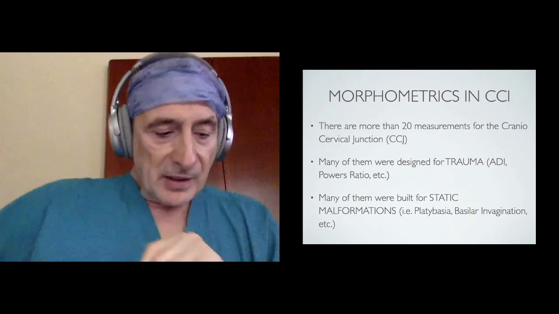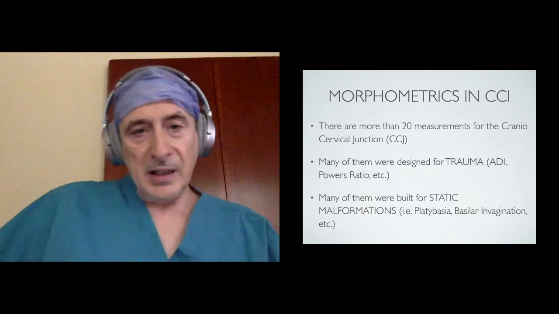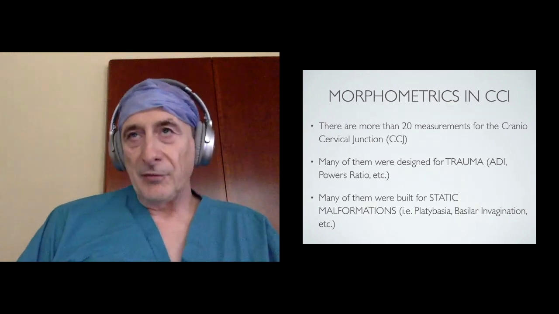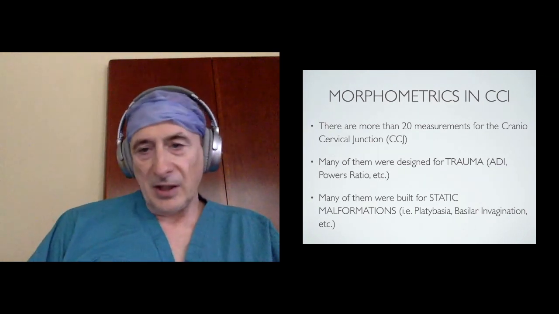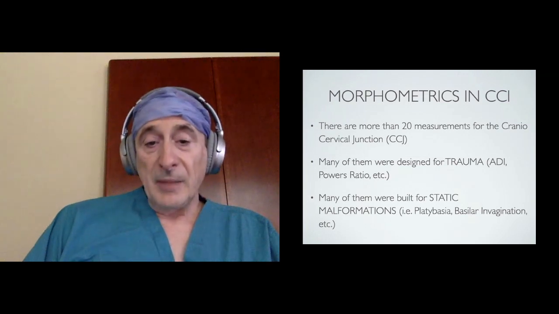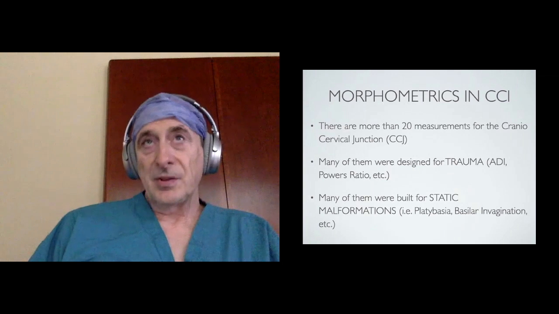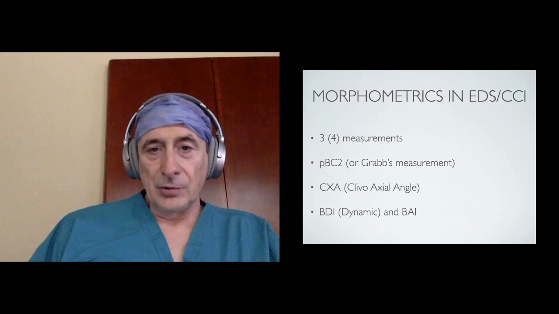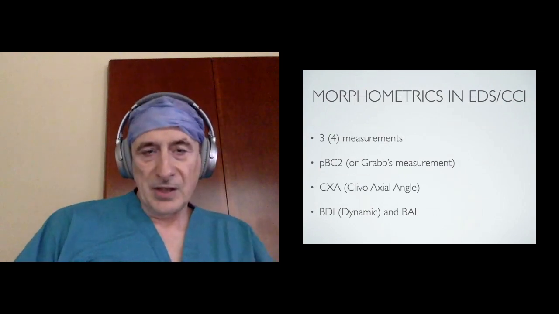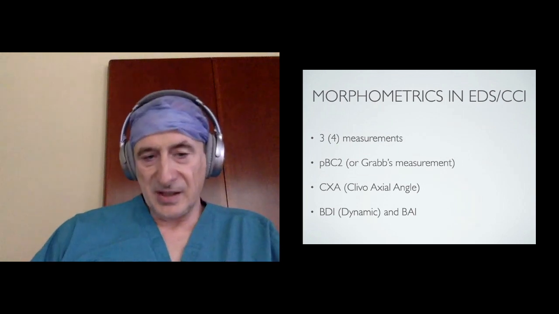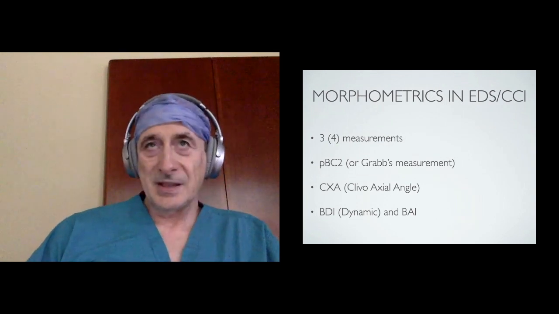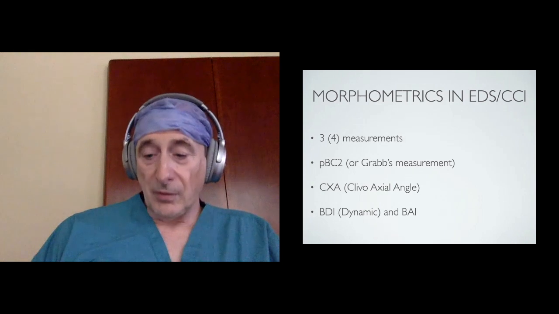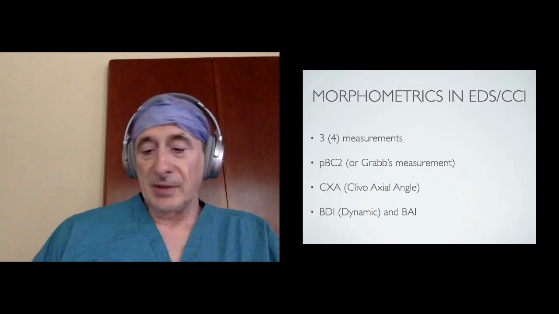The craniocervical junction can be analyzed by about 20 measurements, and many of them were designed for trauma and for x-rays and for after trauma back in the 50s. So many were built for static malformations. So very early, about 20 years ago, we started working on this. And we narrowed down to 3/4 of these measurements, which are the PBC2, the CXA, the BDI, and less known by many of you, the BAI. Again, these measurements were already born, some of them earlier, some of them later, for trauma.